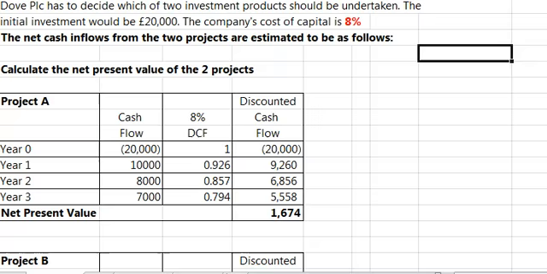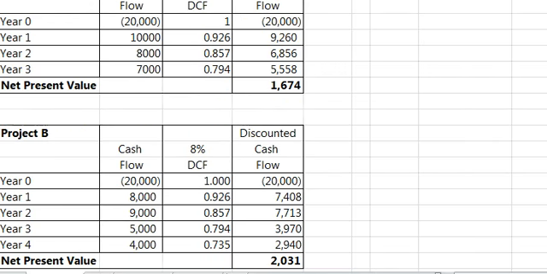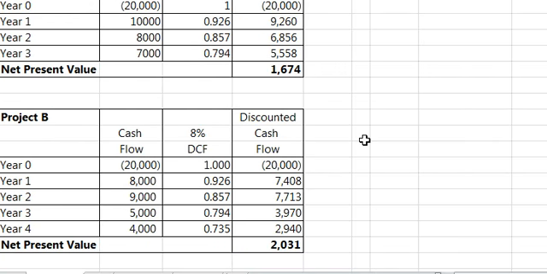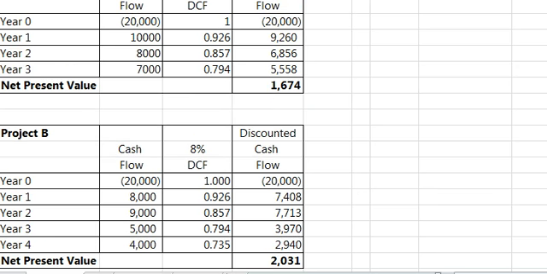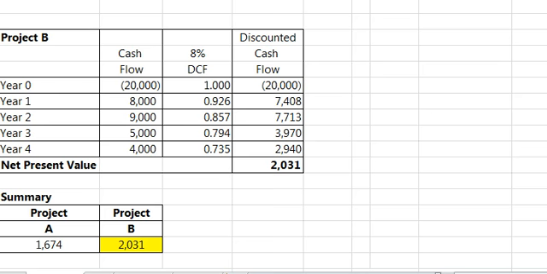But if you've got two projects, so for example, let's look at project B, slightly different to project A. If I put all the same figures in, we've got different cash flows here. You've got the same discount rate. The discounted cash flow is actually 2031. So if the company had to choose between project A and project B, you'd always go for the project which gives them the highest net present value, and that would be project B. So as you can see, that's what you would choose. So that's net present value.